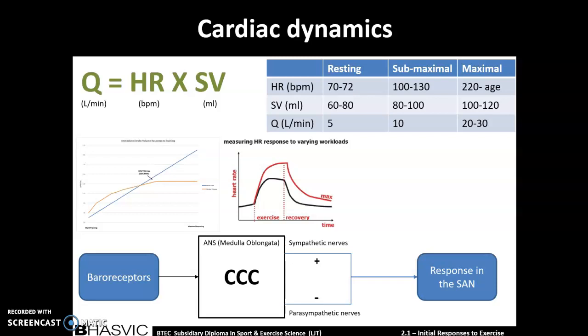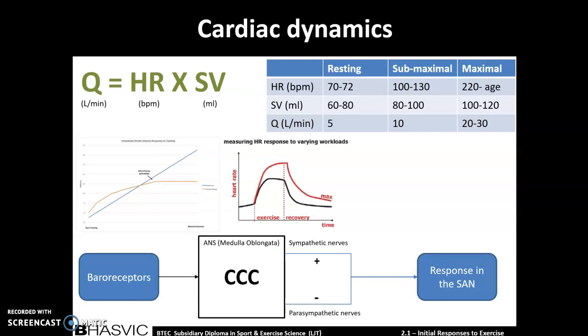So the parasympathetic nerves would therefore decrease heart rate, or try to decrease heart rate, to then lower blood pressure. And while this happens, vasodilation happens in the blood vessels to also decrease blood pressure, as there is less volume of blood pushing against those blood vessel walls.